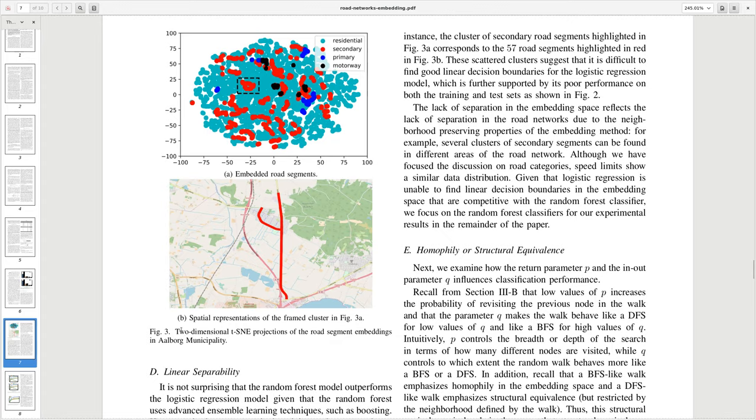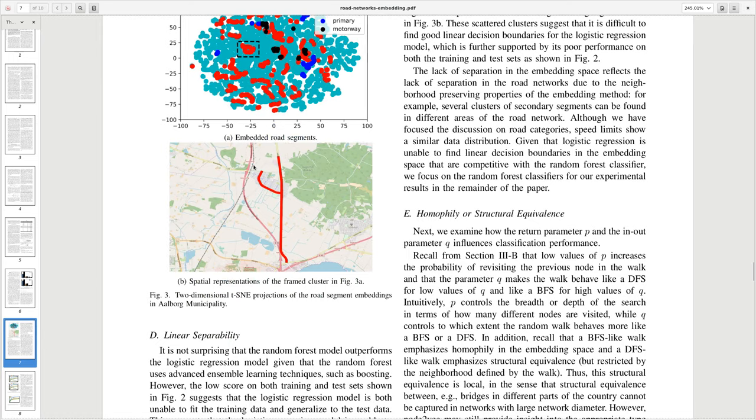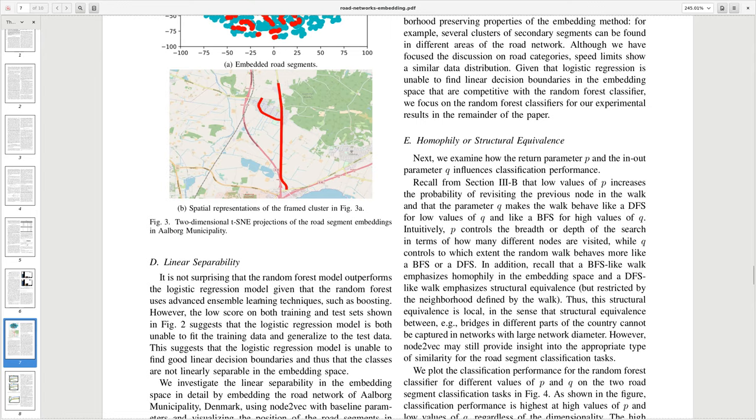Spatial representing, okay. Figure 3, two-dimensional t-SNE projection of road segment embeddings in Aalborg municipality. So the straight red road is actually the embedded road segment, spatial... Not sure how to interpret this.